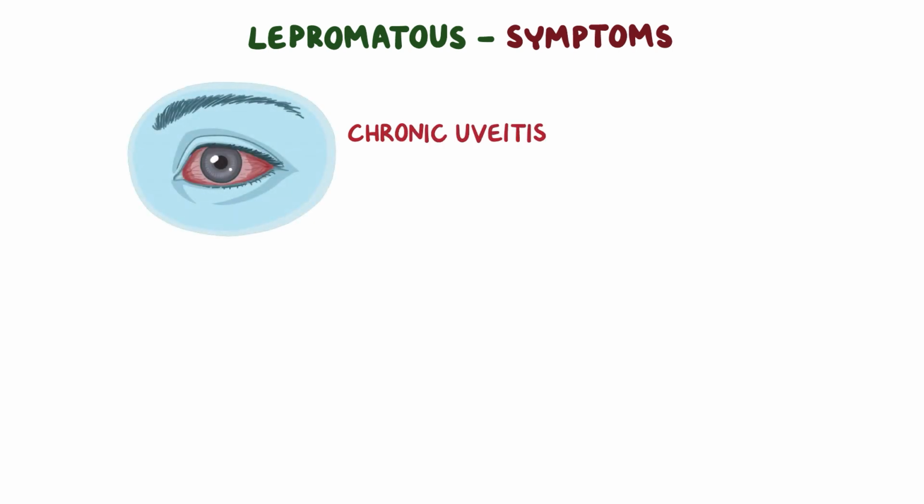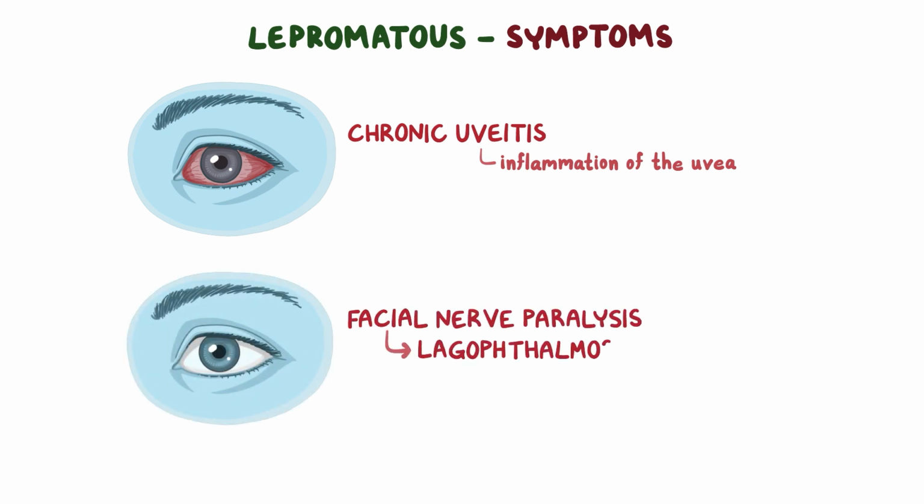With the lepromatous form, there can also be ocular involvement in the form of chronic uveitis, meaning the inflammation of the uvea, which is the pigmented layer of the eye. There might also be facial nerve paralysis that leads to lagophthalmos, which is the inability to close the eyelids completely. This can result in corneal ulceration due to corneal exposure and eye drying.